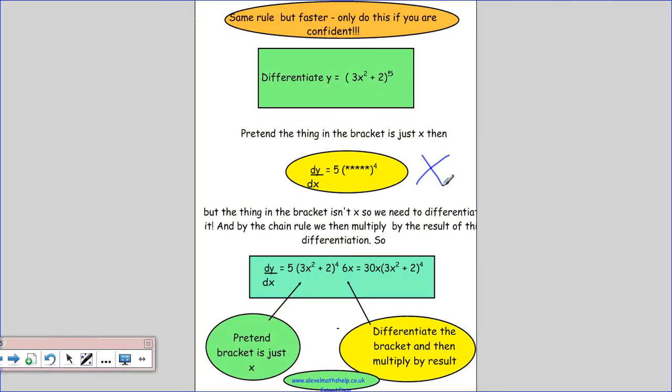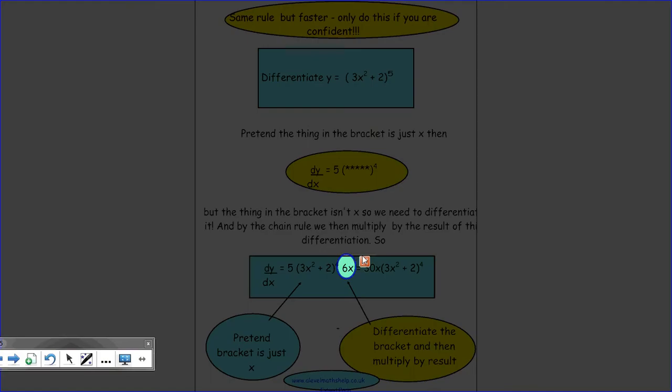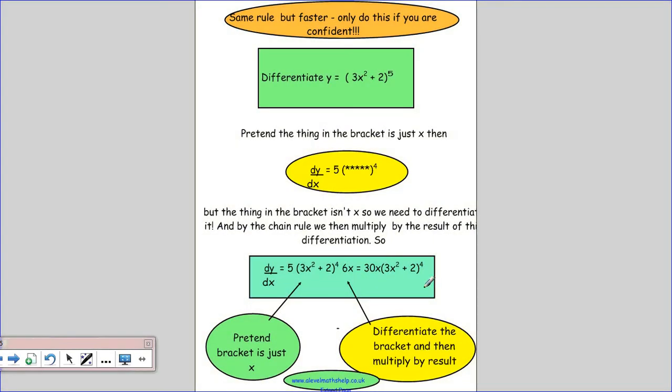So what I have to do is then go back and say, okay, I've got that far, but what actually was in my bracket? So let's have a look at what's in my brackets, and we differentiate what's in the brackets. So the 3x squared is going to give me 6x: I multiply by the 2, 3 times 2 is 6, and 2 take away 1 is 1, so it gives me 6x. And by the chain rule, I multiply by the result of this differentiation. So I multiply by the 6x. So then I multiply it and I get the answer.